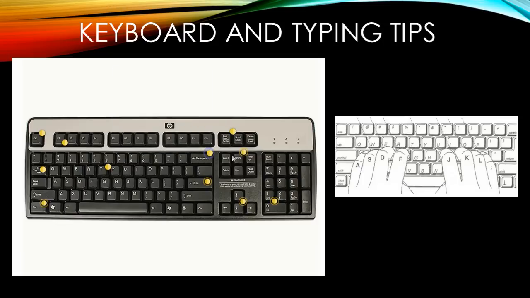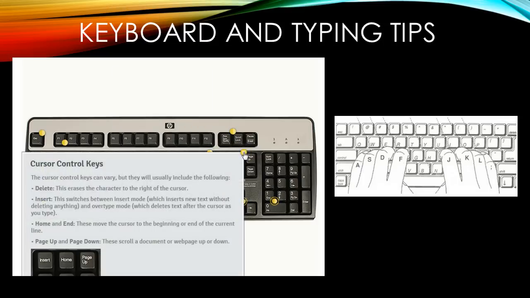Another section that we're going to talk about is your cursor control keys, and the cursor control keys can vary, but they will usually include the following. You're usually going to have delete, which erases the character to the right of the cursor, whereas the backspace does it to the left, the delete does it to the right. The insert button switches between insert mode, which inserts new text without deleting anything, and overtype mode, which deletes text after the cursor as you type.